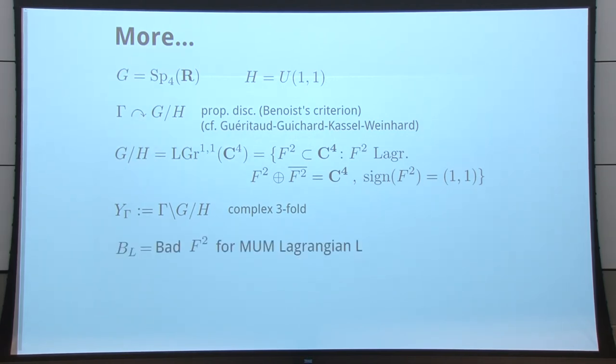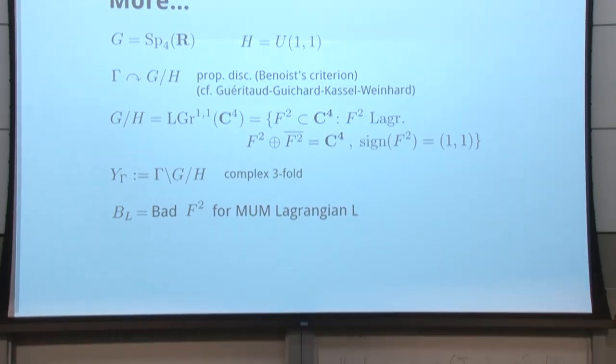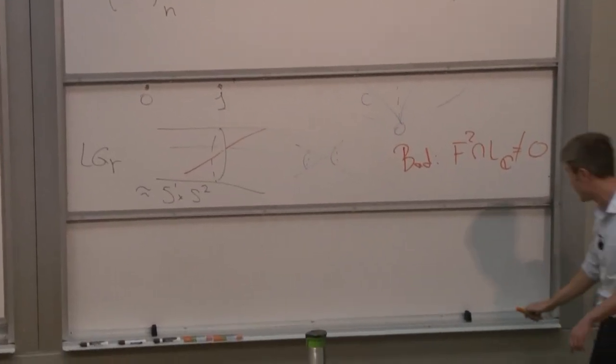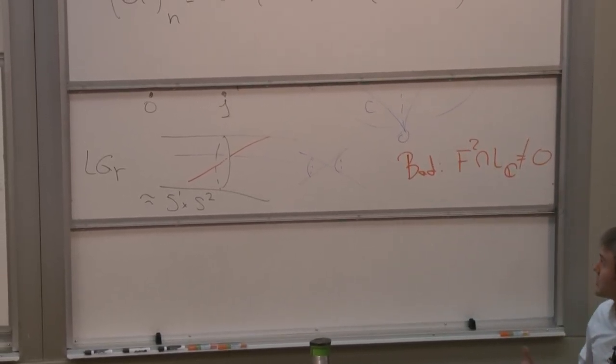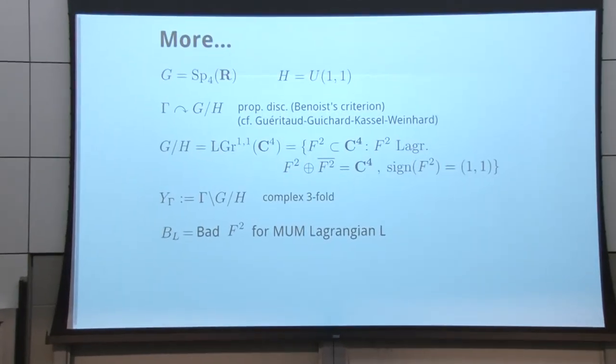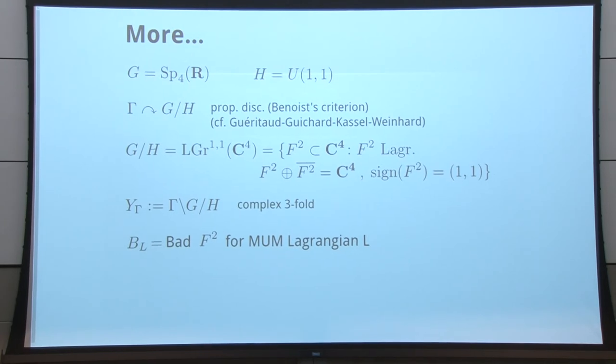The first one is the following. Again, you look at the maximal unipotent Lagrangian L, and you consider the F2s which are bad for this Lagrangian. Let me remind you what it means to be bad. Bad is when F2 intersected with a complexification is not zero, so when they're in non-transverse position. If you consider the subset BL, the bad F2s for this maximal unipotent Lagrangian, this is a codimension one submanifold. So it's a surface inside this complex threefold.